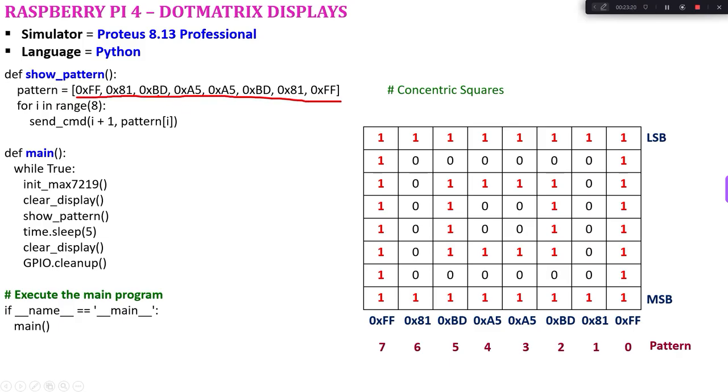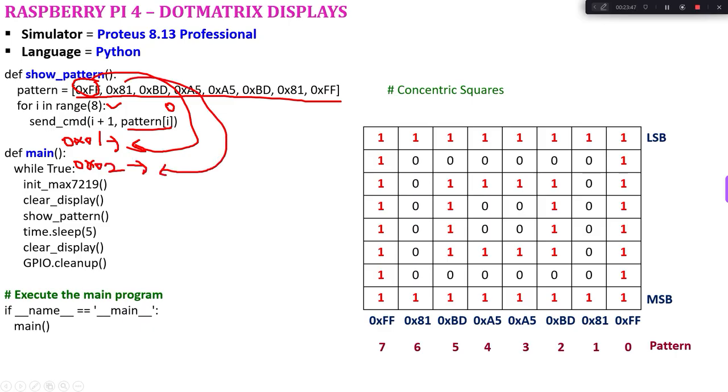FF, 81, BD, A5, A5, BD, 81, FF. Then in a for loop, 1 by 1 I am going to take. In the first location, I am going to take pattern of 0. So pattern of 0 is what? FF. So FF will be going to this 0x01 location. When the for loop runs the next time, 0x02, what will be the pattern? 81 will be going here. Same way for the last pattern, 0x08 location, I will get this FF going to that location.